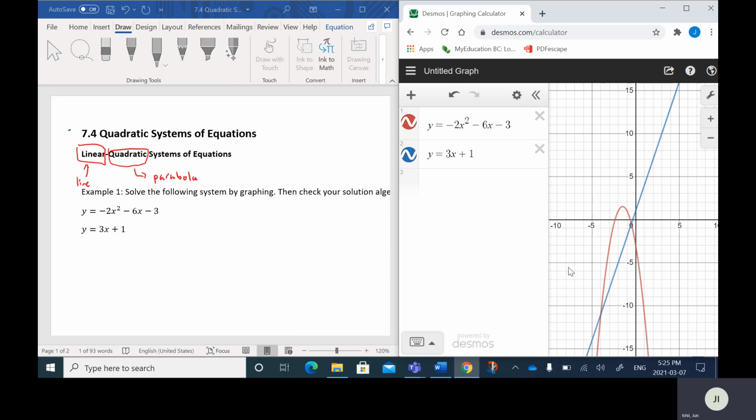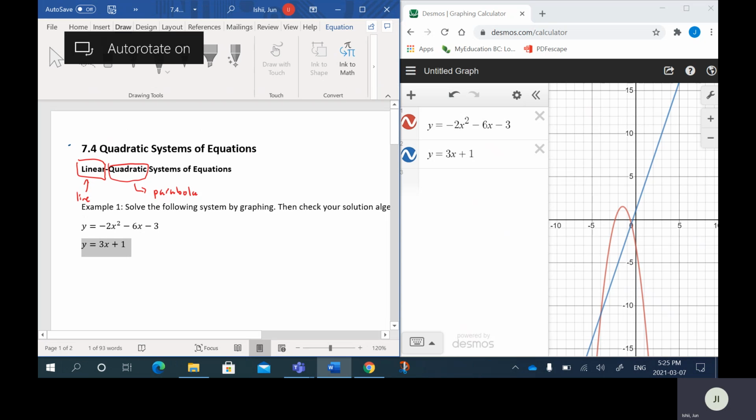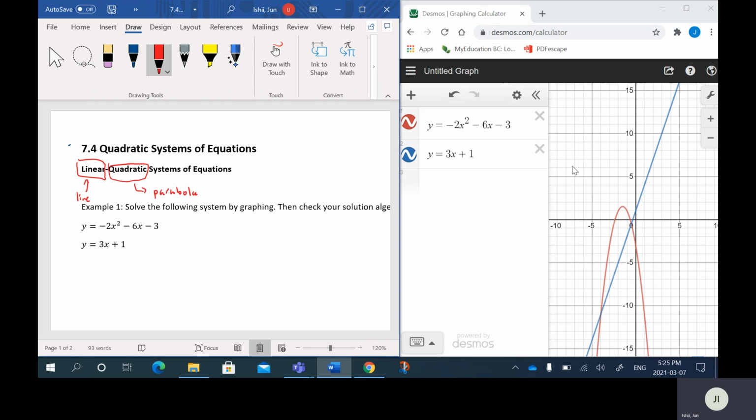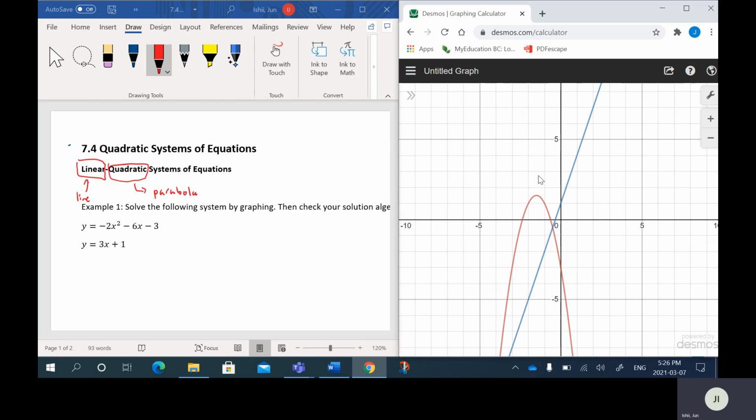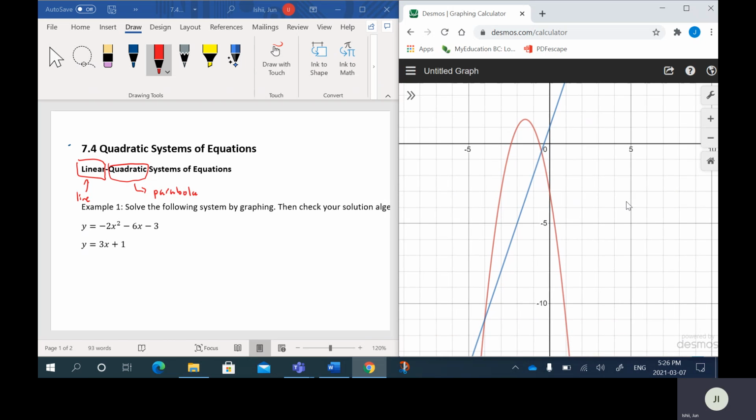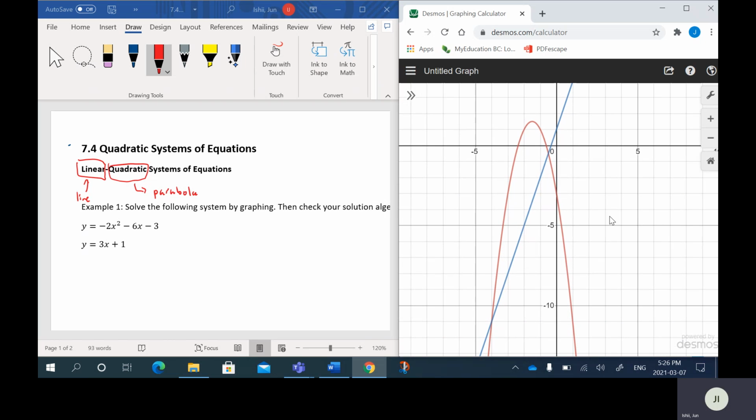All right, so there are the graphs of the two equations or functions. Again, the first one here is a parabola and the second one is a line. As a result, we get this graph. The solution is where the line crosses the parabola. In this case, you can see that there are actually 2 points here, so we have two solutions.